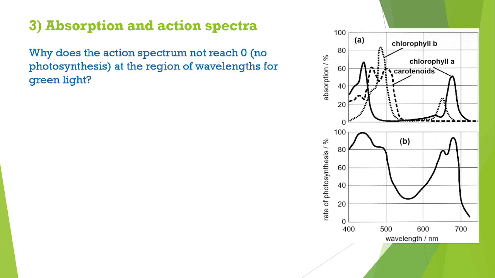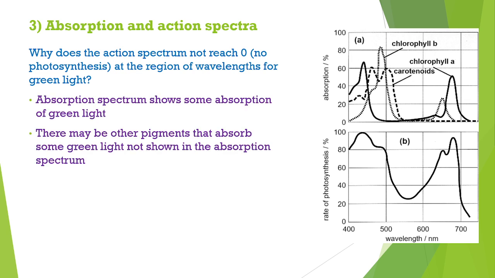Okay, so now a question. Just now we mentioned that green light is absorbed the least, reflected mostly, especially by chlorophylls. Why is there still some rate of photosynthesis, not very high, but still some, occurring in the region where green light is? Let's think about it.